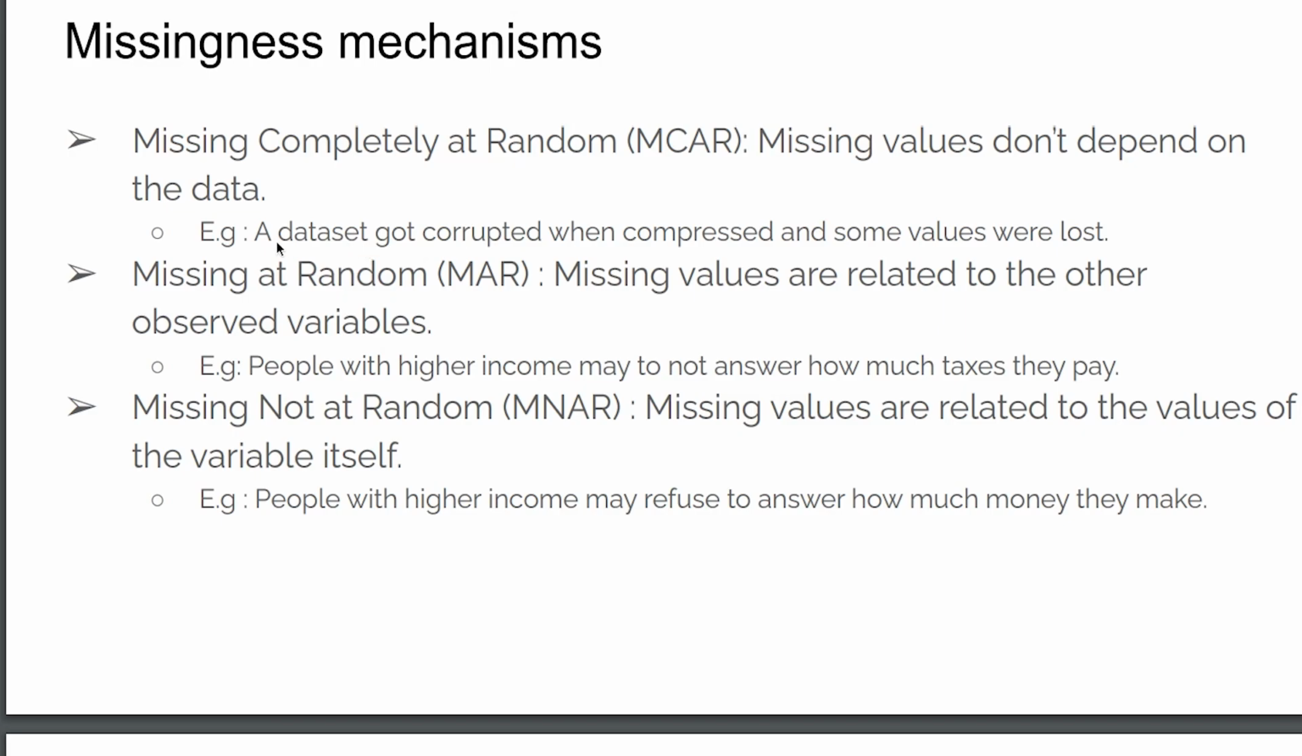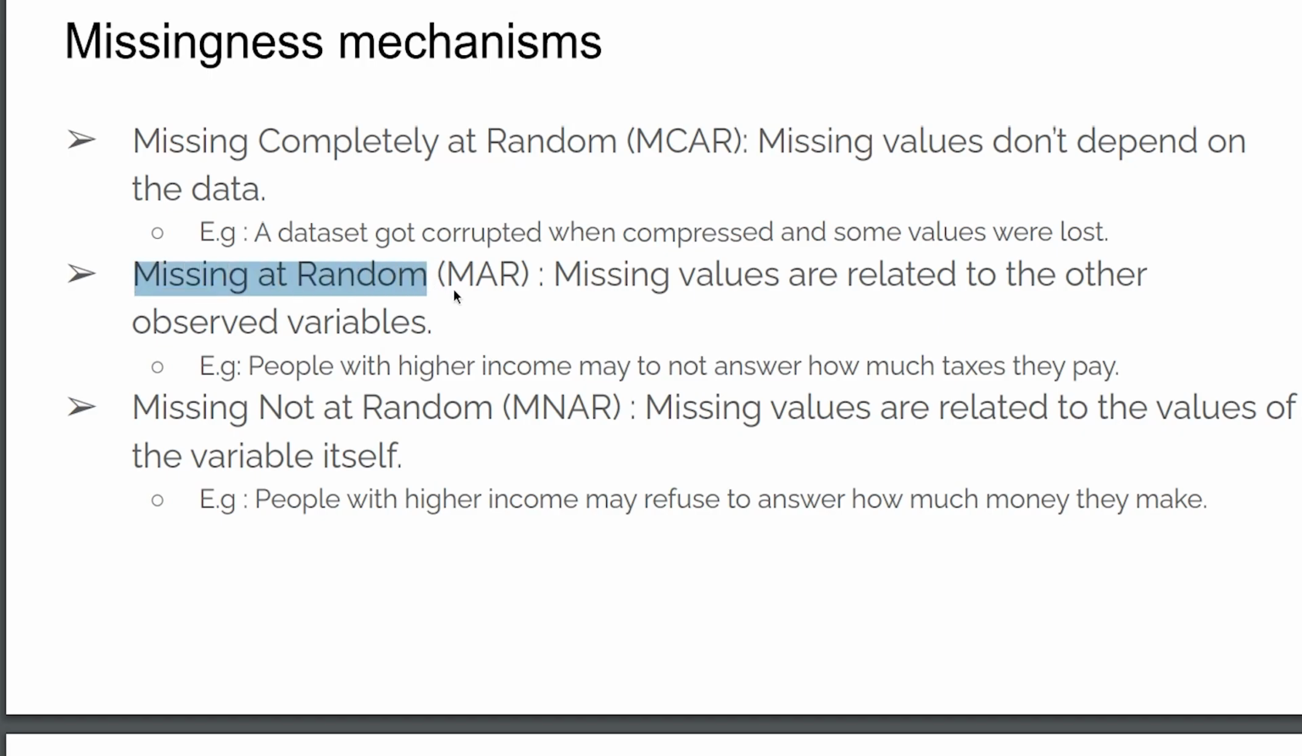Let's see an example. For example, you have a dataset that got corrupted, meaning it lost some of its values when compressed. This is completely random. It does not depend on the data. It's a completely random event. So essentially, this means that your values are missing with a probability p independently of the data.